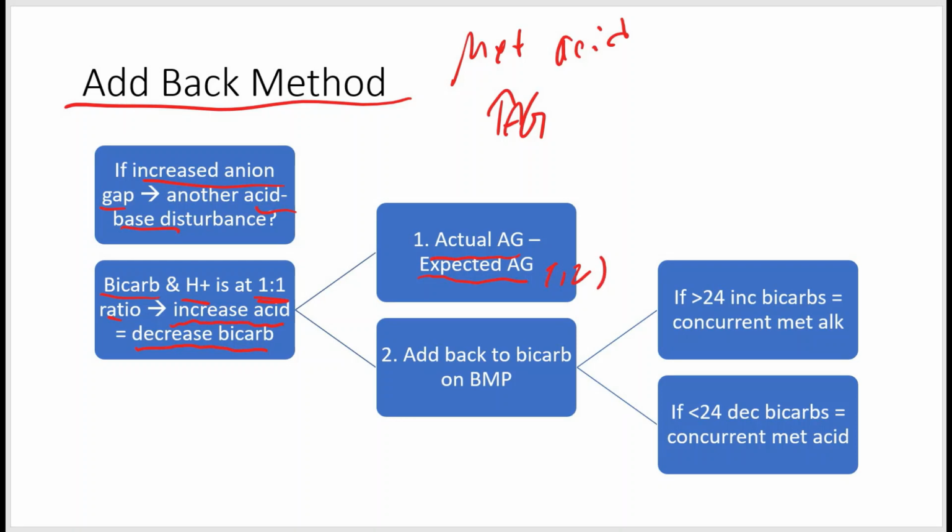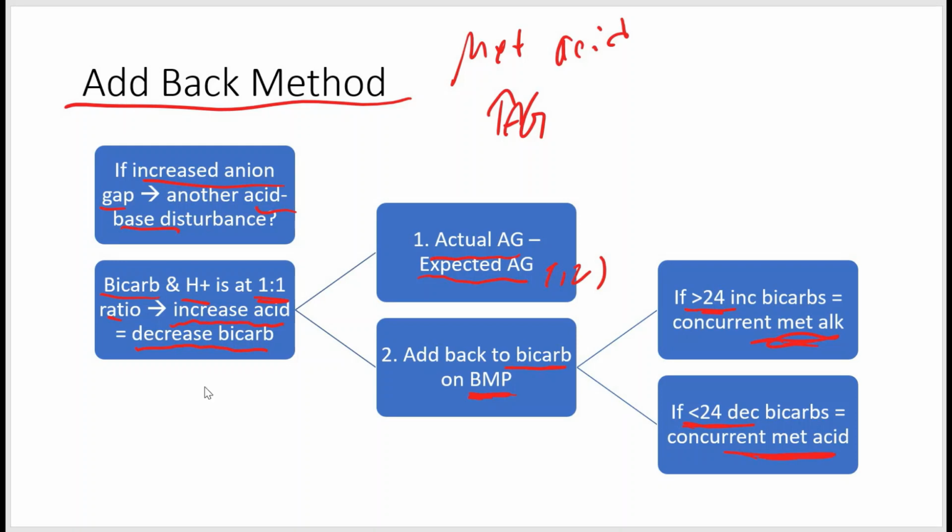So actual anion gap minus 12, and then you add that number back to the bicarb found on the measured BMP. If the sum you get is greater than 24, that means there is more bicarb, so there's a concurrent metabolic alkalosis. If the sum is less than 24, that means there is decreased bicarb, so there's a concurrent metabolic acidosis.